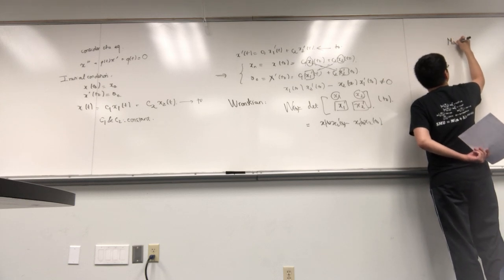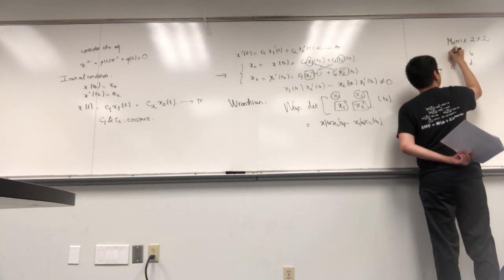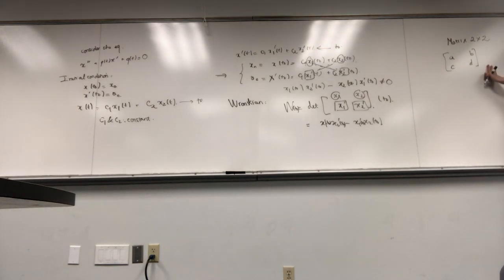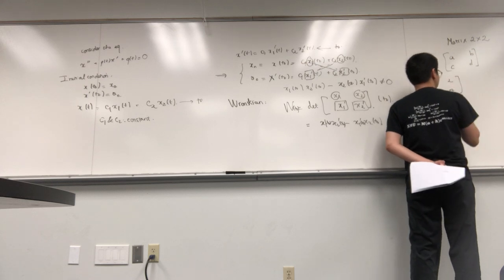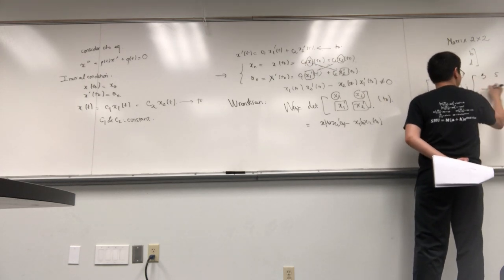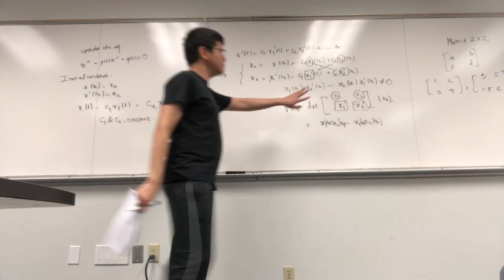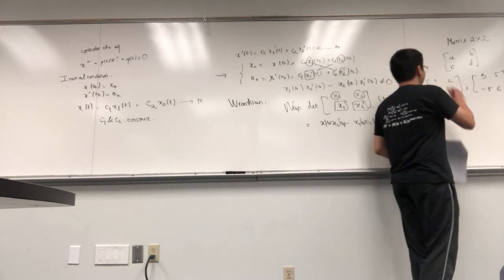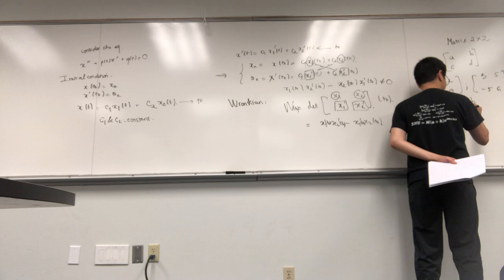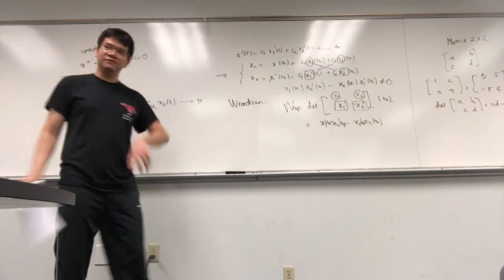In the case that you haven't learned linear algebra, this is a matrix, a 2 by 2 matrix, and you have a, b, c, d. So this is the notation for a 2 by 2 matrix. You put something here: a, b, c, d. For instance, here I can put 1, 2, 3, 4. And then I define the determinant of that to be ad minus bc. Right? So this is just a definition.